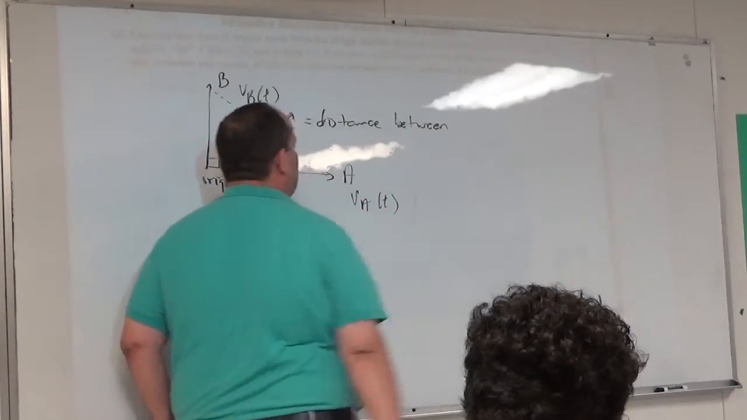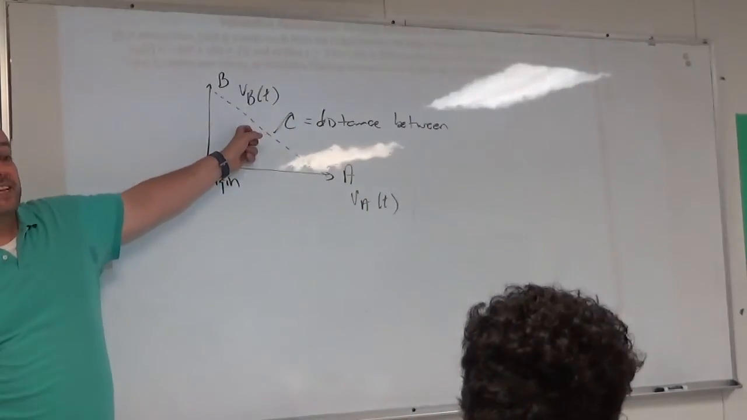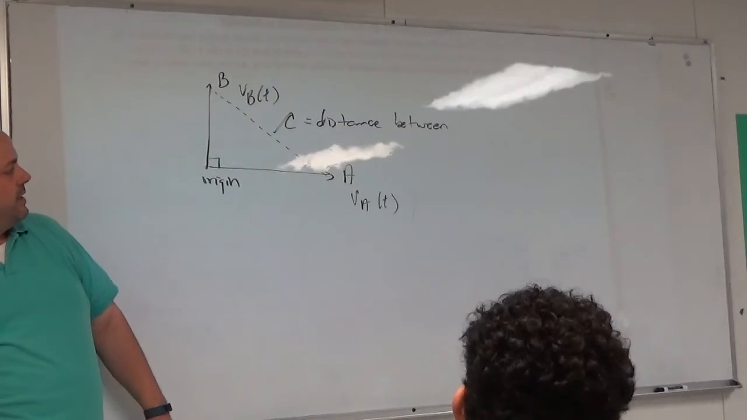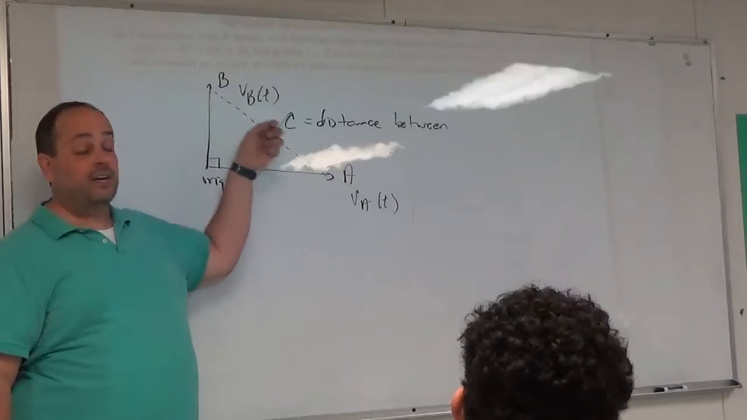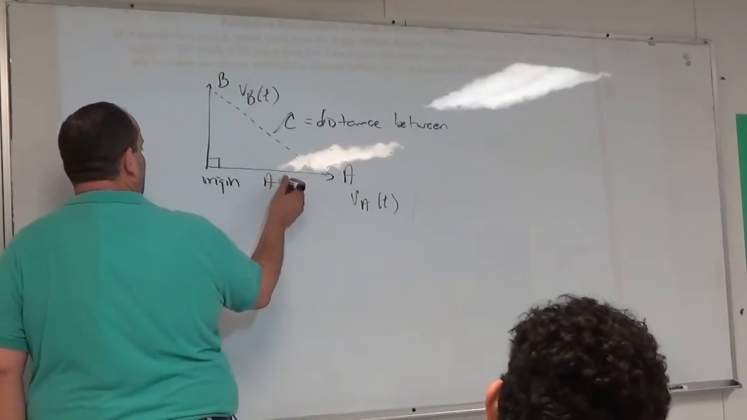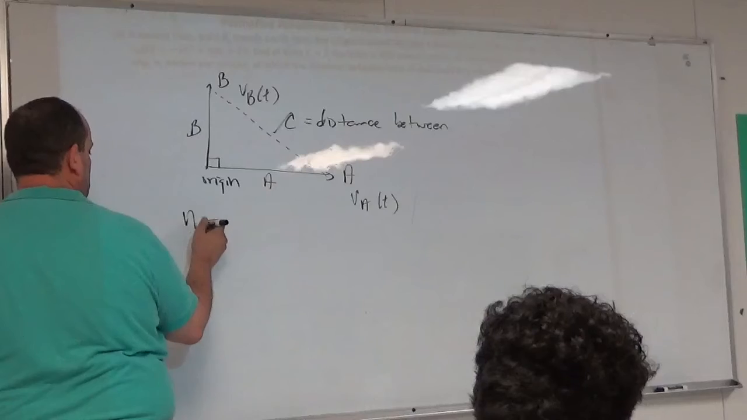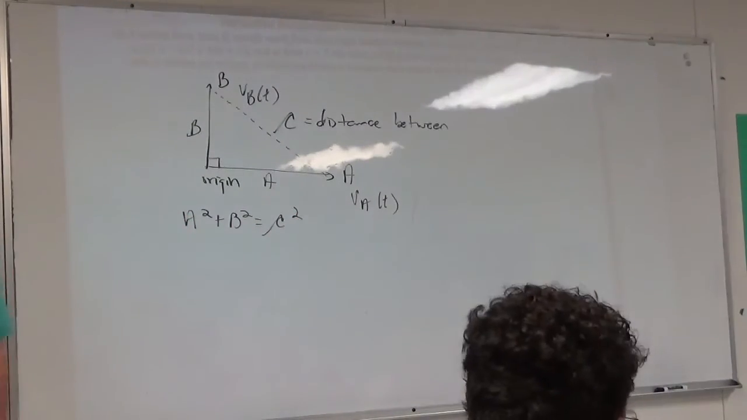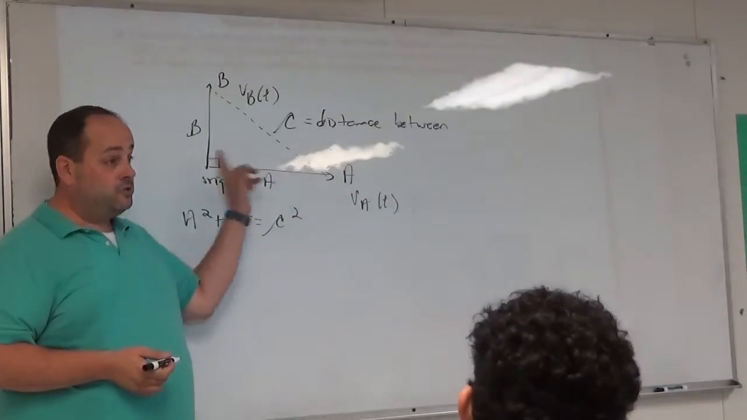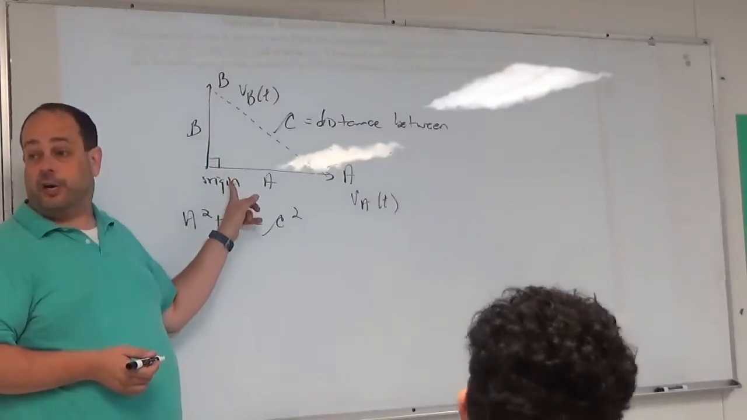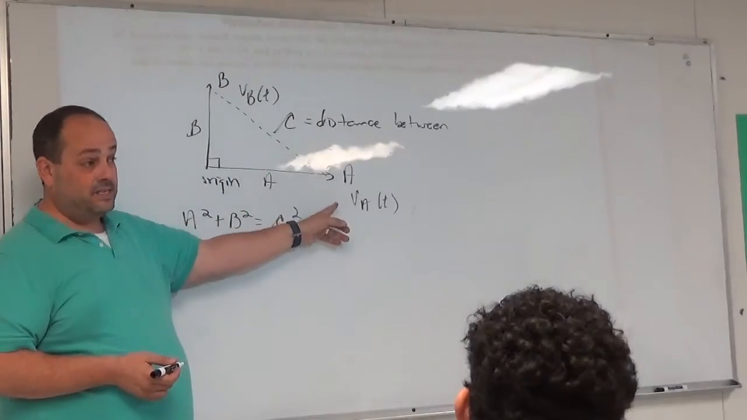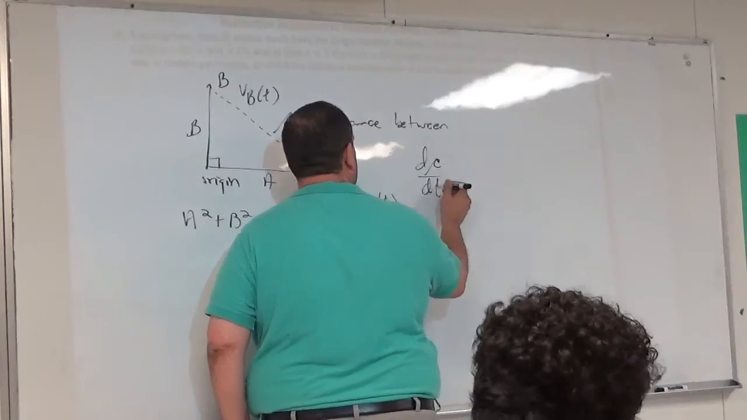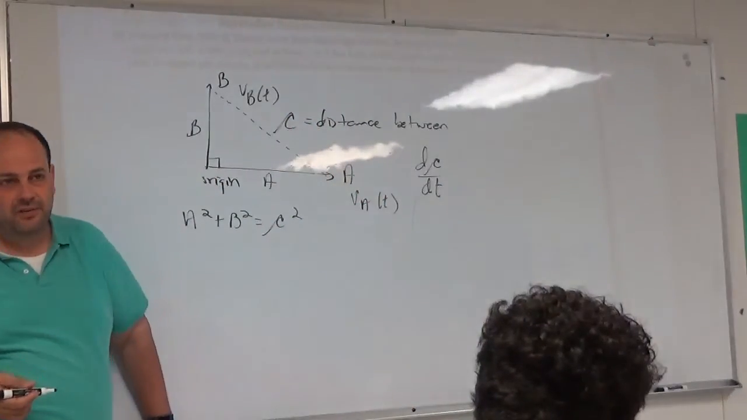Anybody have any clever ideas for how we might get something involving distance here? I wouldn't even go to SOHCAHTOA. Jackie, what could you do? Pythagorean theorem. A, B, and there's C. A squared plus B squared equals C squared. A is how far train A is. B is how far train B is. C is the distance. What I want to know is what's the rate that that distance is changing.